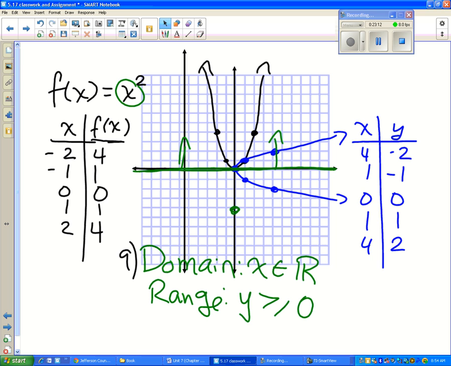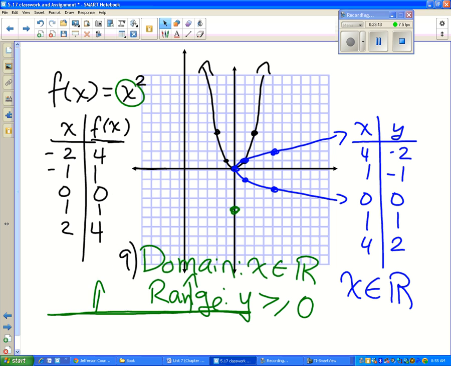For the domain, I wrote x is an element of. It's a weird circular type E that stands for is an element of, is a part of. And then I wrote what we called a bold R, which stands for all the real numbers. X is an element of all real numbers. That's what I wrote for the domain. The range is y's greater than or equal to 0. And I'm going to get this out of the way for our next part.